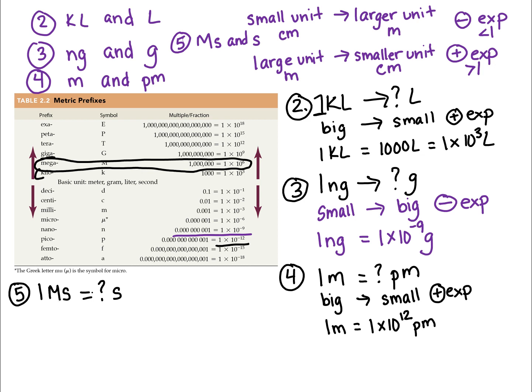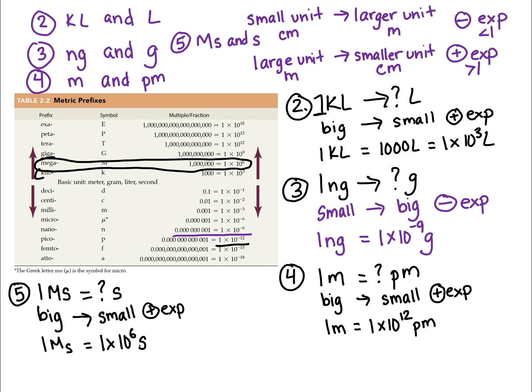So we have 1 megasecond, and we want to know how many seconds. Megasecond is pretty big, okay? It's above the basic unit in the chart, so that means it makes your basic unit bigger. And then we're trying to figure out how many seconds that is. So that's a smaller unit. We're going from big to small. So we should have a positive exponent. One megasecond is 1 times 10 to the 6th seconds.